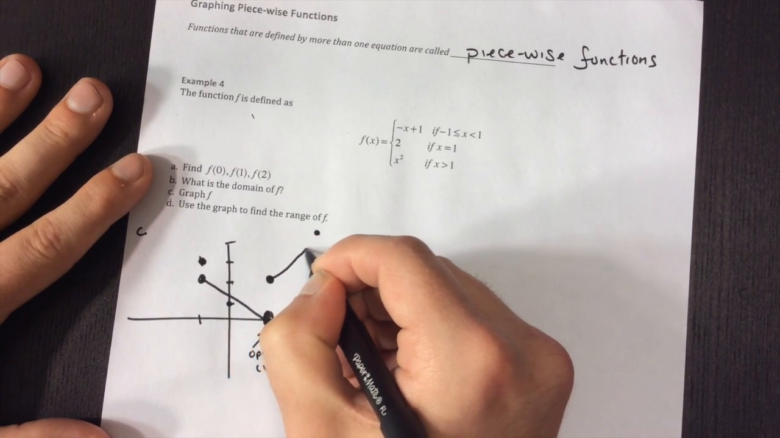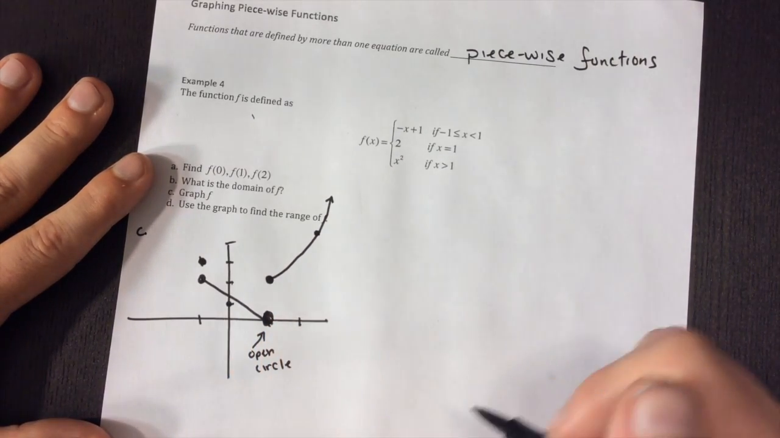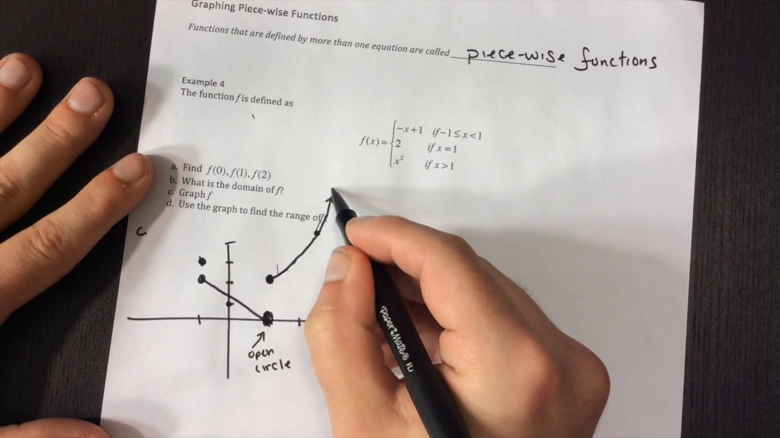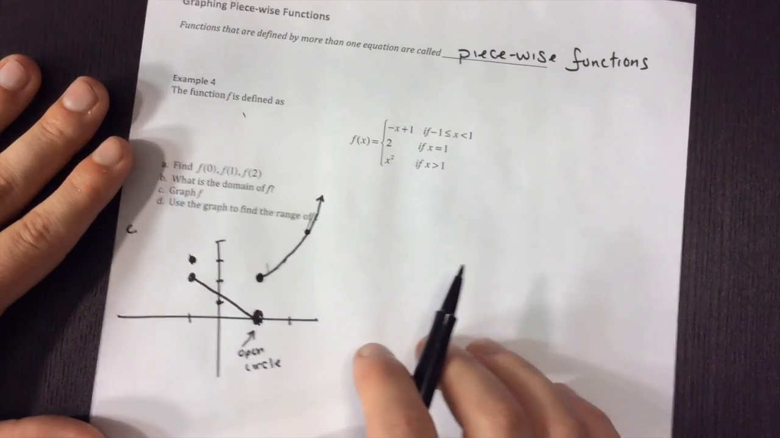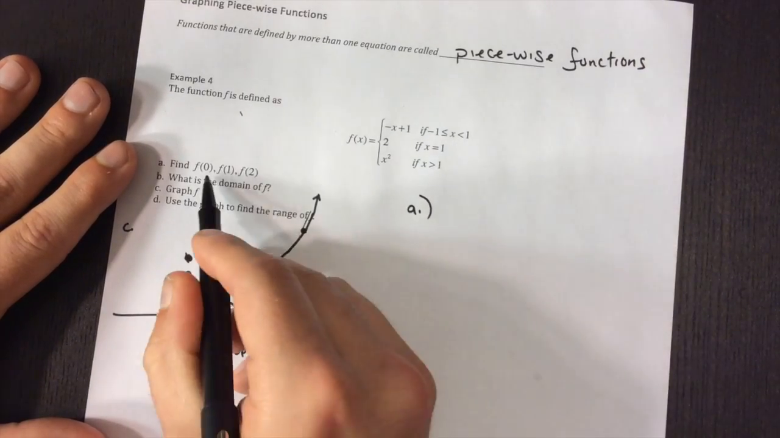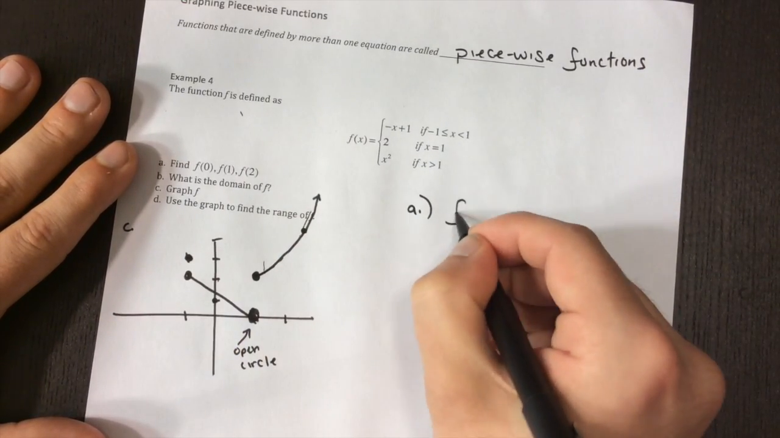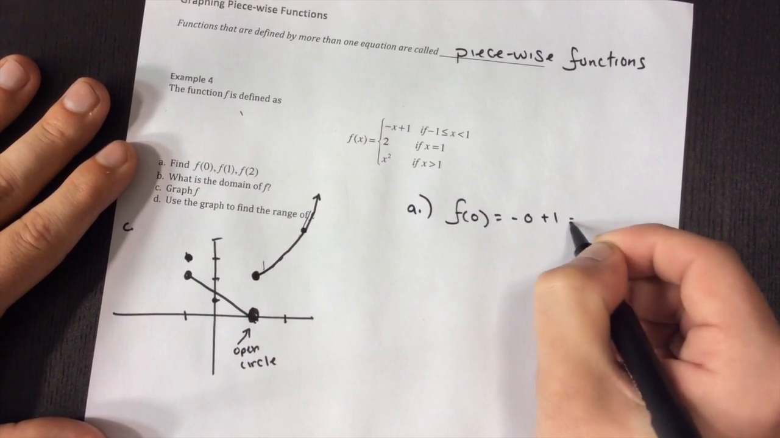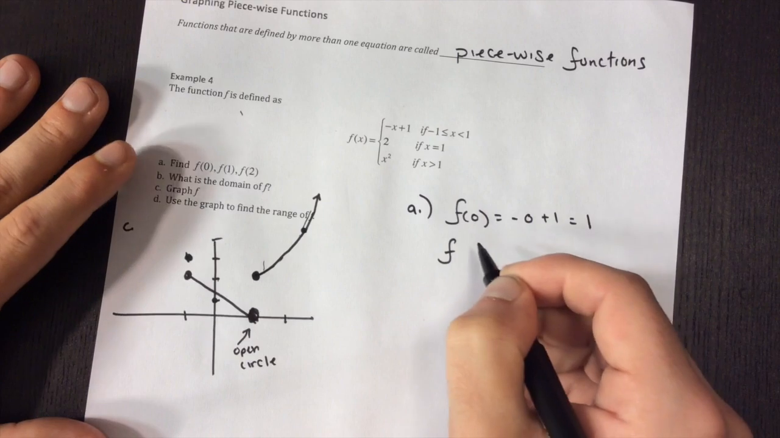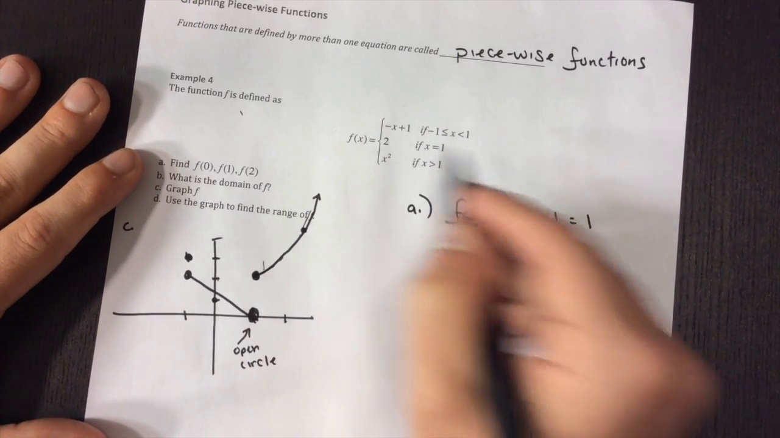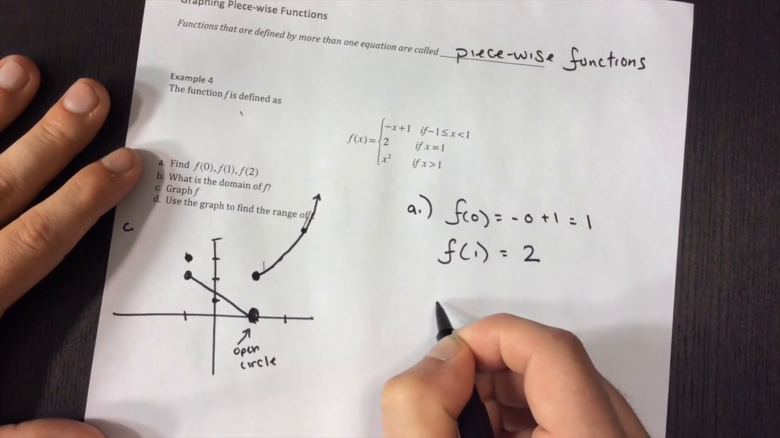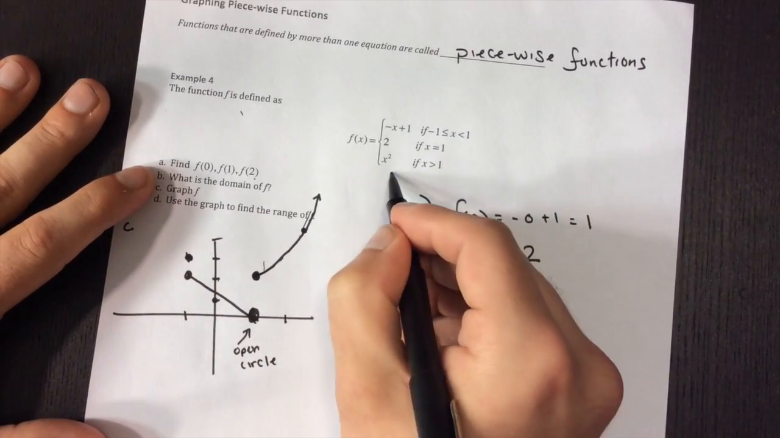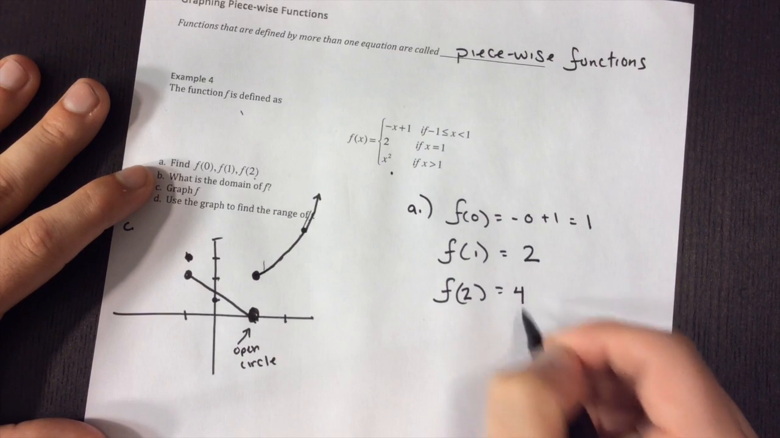So I look like this. I'm a line down here, I'm this point, and then I look like my parabola. So if I look at A, what is f of 0? f of 0 is equal to -0 plus 1, or just 1. If I look at f of 1, we know that is equal to 2. And if I look at f of 2, we already found this out. I plug it into the third equation, and I get 4 out.